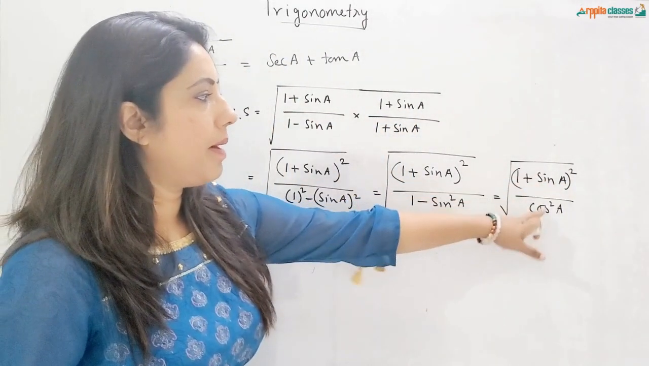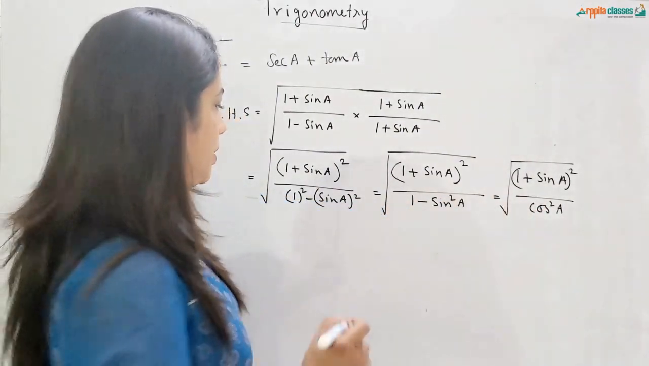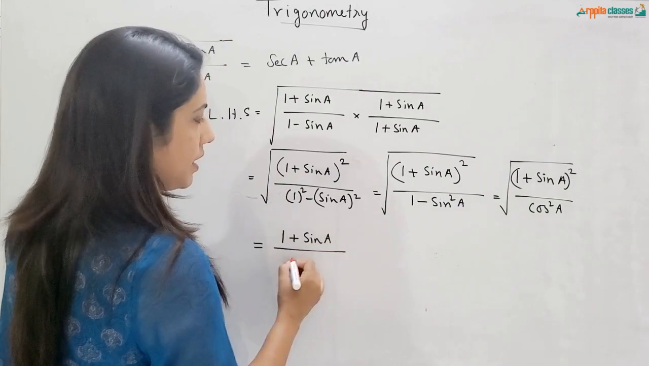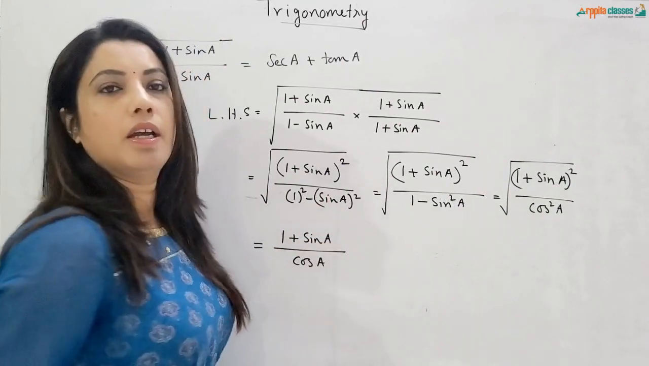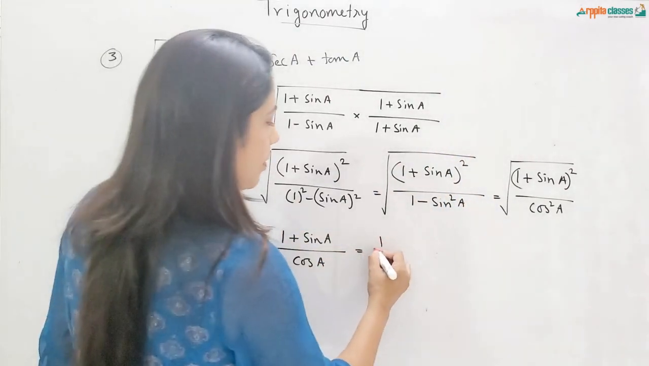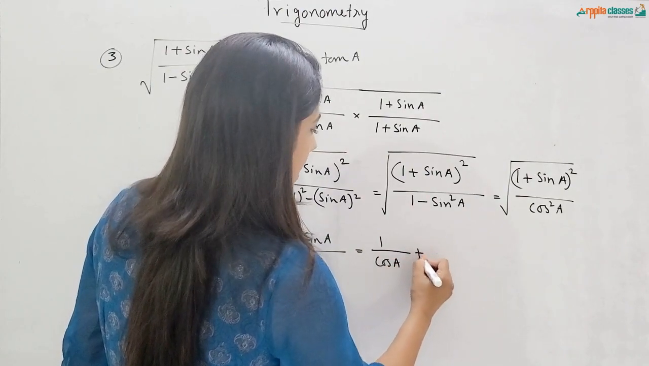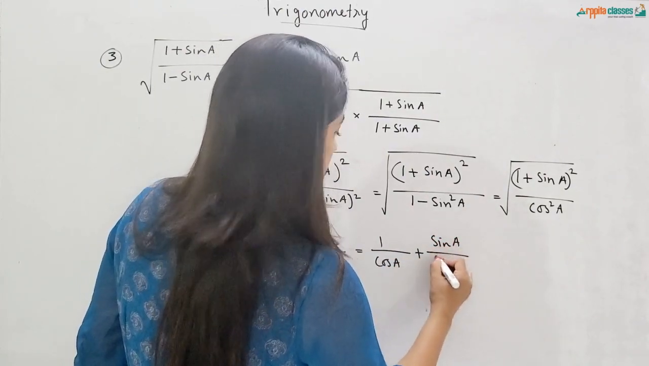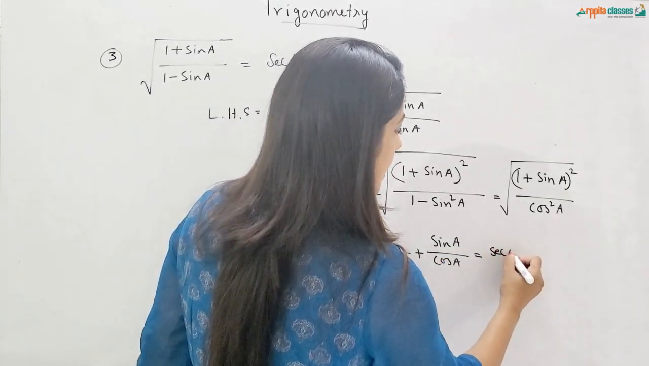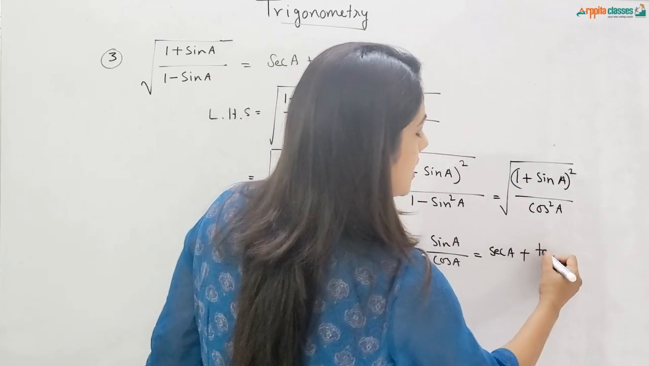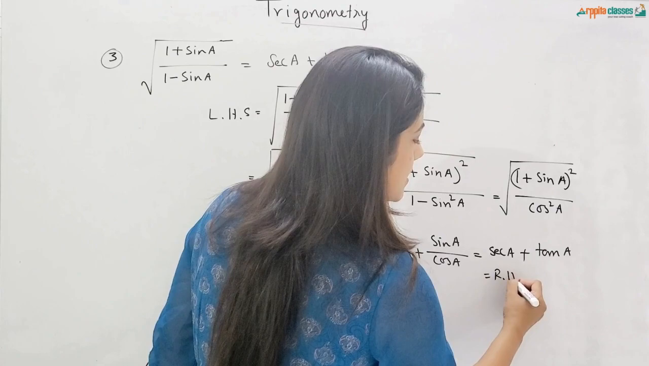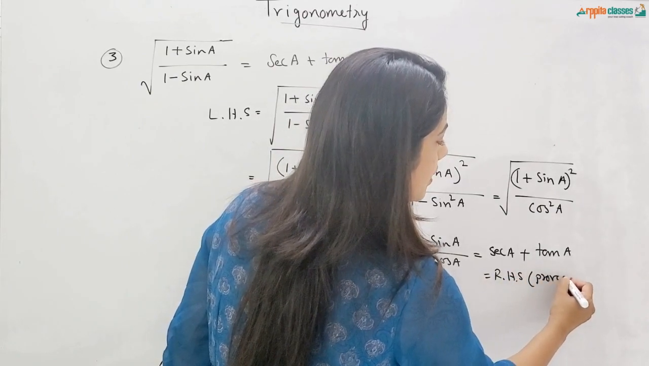Now since both of them are in square form and it is under root here, so we can write 1 plus sin A at the numerator and cos A at the denominator. I just took out the root. Now split it up, 1 upon cos A plus sin A upon cos A. Now 1 upon cos A is sec A, sin A upon cos A is tan A. Look at your right hand side, we got it. Right hand side, hence it is proved.